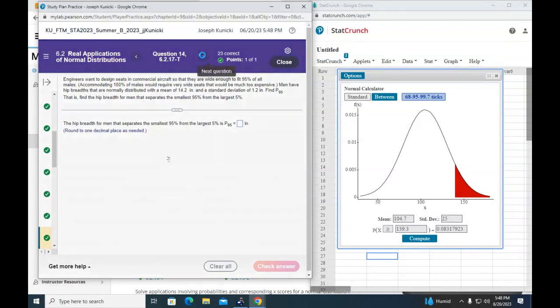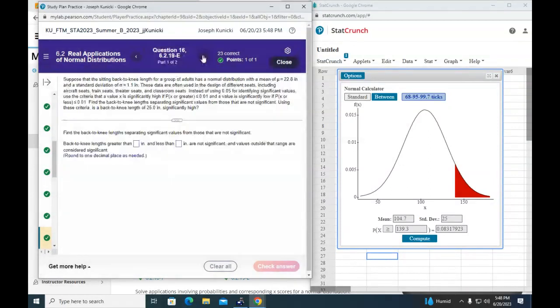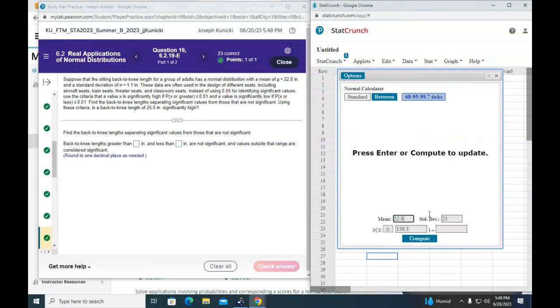19. Suppose that sitting back to knee length for a group of adults has a normal distribution of mu equals 22.8, standard deviation of 1.1. So I'm going to put those in, 22.8 and 1.1. Sitting back to knee, I guess maybe they do this for airplanes. Yeah, that's what they say, different places.